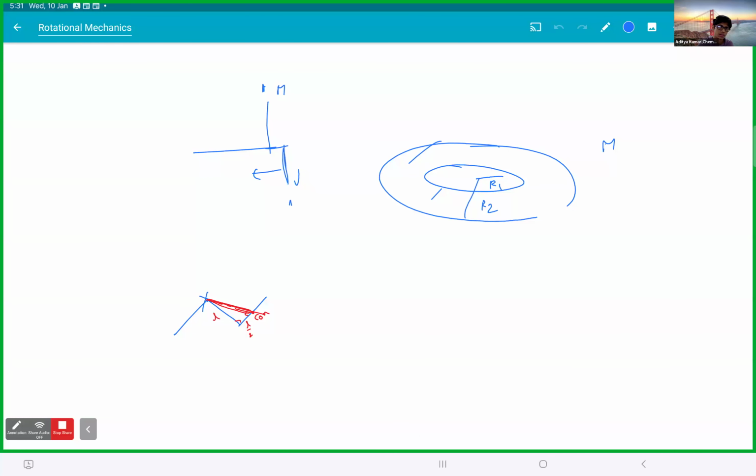Third, apply F equals ma along 2 perpendicular directions. So choose your x and y axis, resolve the forces and accelerations, and apply F equals ma. This is also standard.